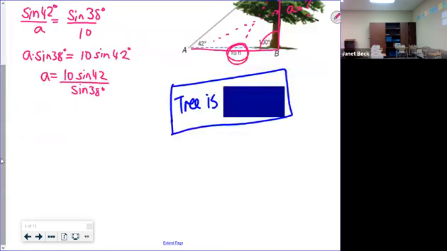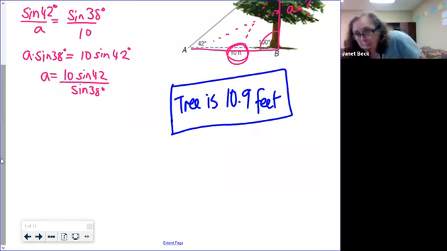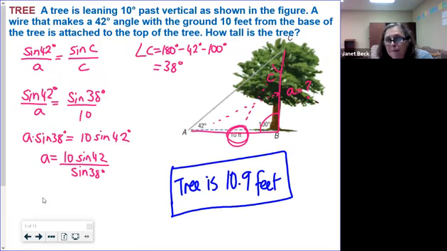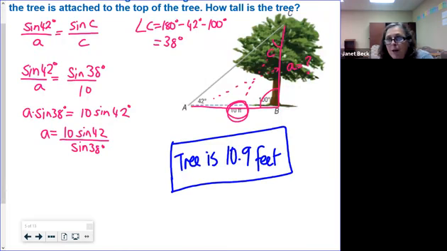Stick that in your calculator, and this is probably a rounded answer. You should end up with 10.9 feet. Okay. Easy enough, I hope so. Two if you got it right.